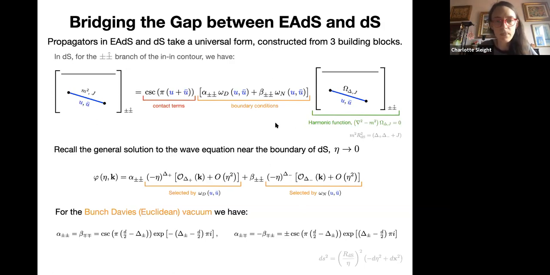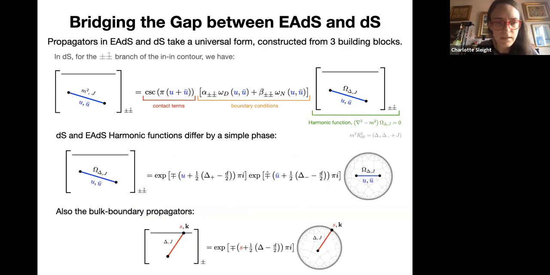So the crucial bridge between propagators in these two spacetimes is that at the level of this Mellin-Barnes representation, the harmonic function in de Sitter, which is this guy here, is given by its AdS counterpart that we saw one or two slides ago, multiplied by two very simple phases. These are associated to each point in the harmonic function. As you can see, the sign of this phase depends on which branch of the in-in contour the two points in the harmonic function sit on, so plus or minus hat.